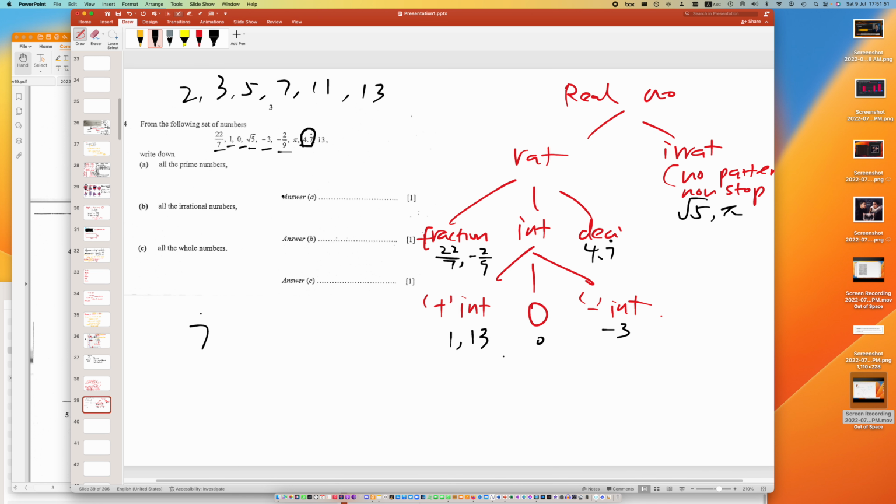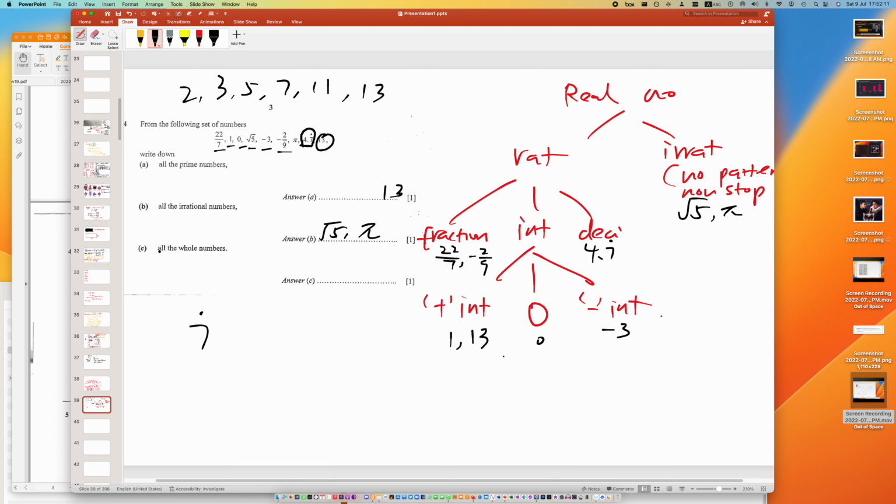Only when you have a decimal can you put a dot above. I thought we printed it wrong. Okay, never mind, so it should be a decimal. So prime number, 13. Anything else? No. Maybe all the irrational numbers.